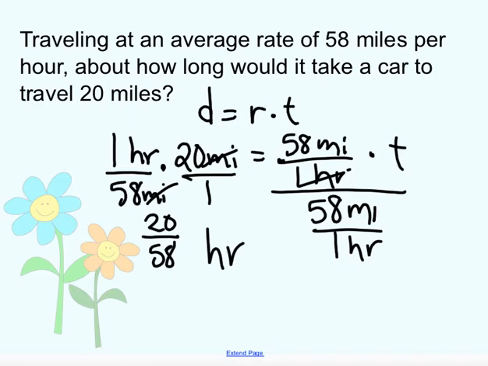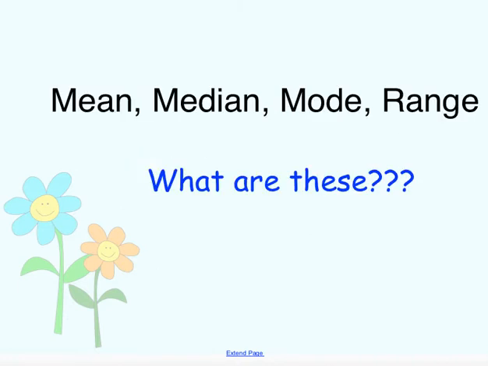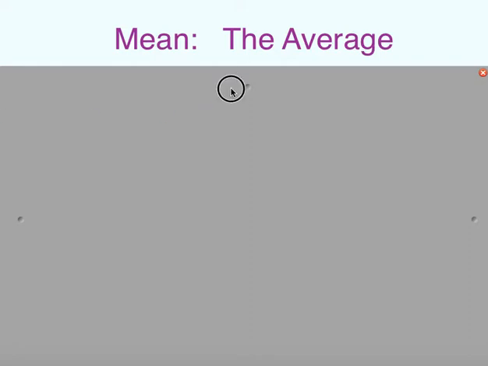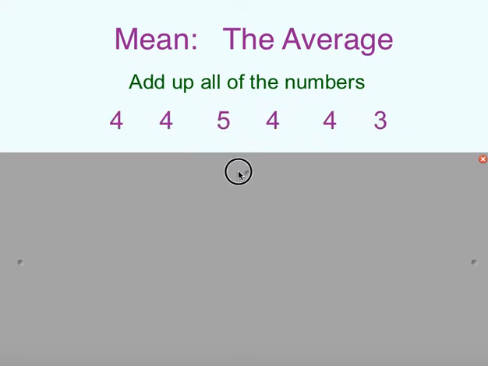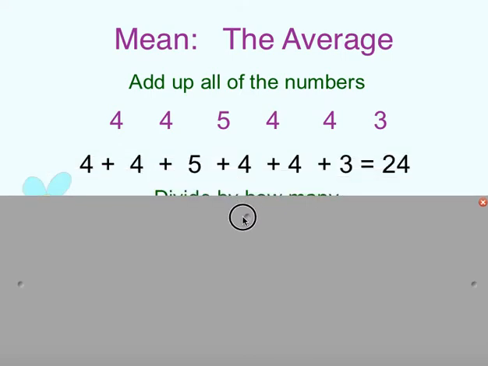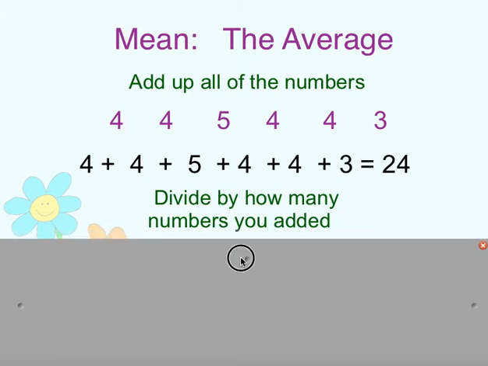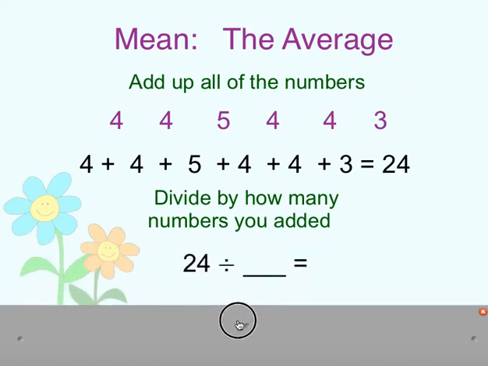The other part of this lesson is about mean, median, mode, and range. Okay, what are these? Mean is the average, and how we set it up is this. We add up all the numbers. So let's say we have all of these numbers. We'll add 4 plus 4 plus 5 plus 4 plus 4 plus 3, and we will get 24. Then with the average, we divide by how many numbers you added. We have 1, 2, 3, 4, 5, 6 numbers, so we would take 24 and divide by 6. That tells us that we get a mean, an average, of 4.